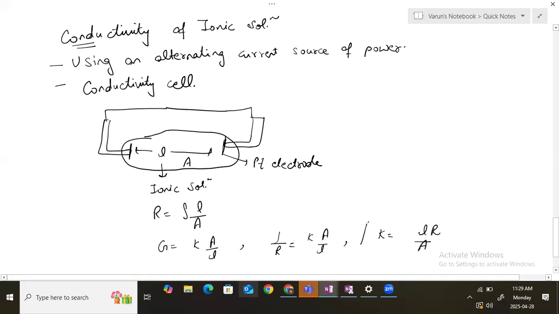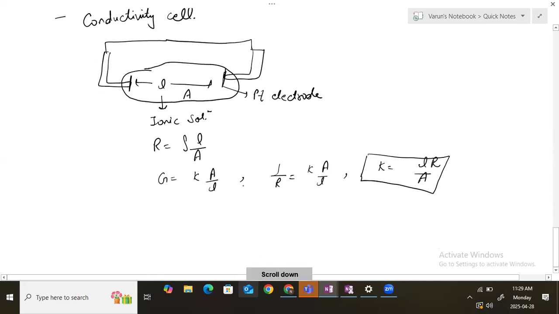For this, my L is a constant value. A also I know what will be the value of A. The only thing that I have to calculate is the R. Got it?